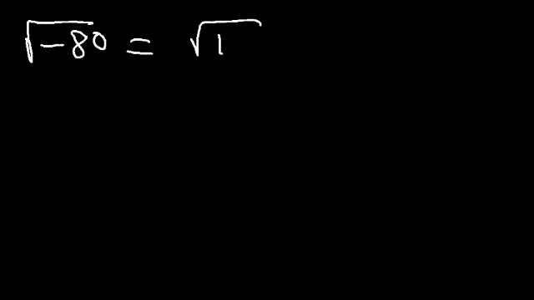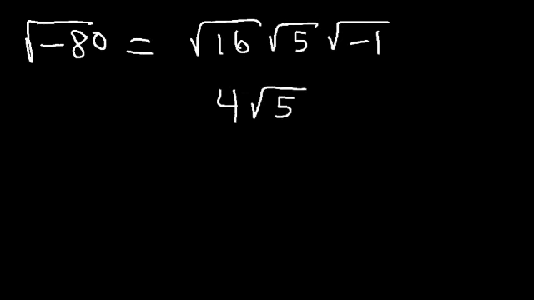Try this one. What is the square root of negative 80? 16 is the highest perfect square that goes into 80. 16 times 5 is 80. And the square root of 16 is 4. So the answer is 4 root 5 times i.